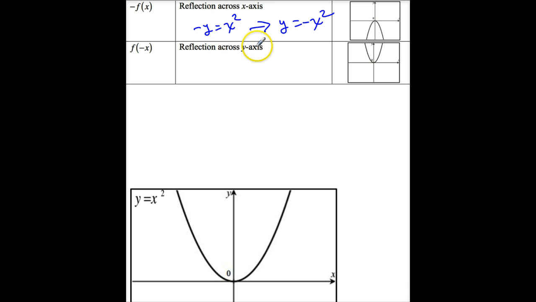While if I reflect across the y-axis, in this case it's very straightforward, y equals minus x squared, or just x squared. Now most of the time this isn't going to happen. We don't have such pretty functions.